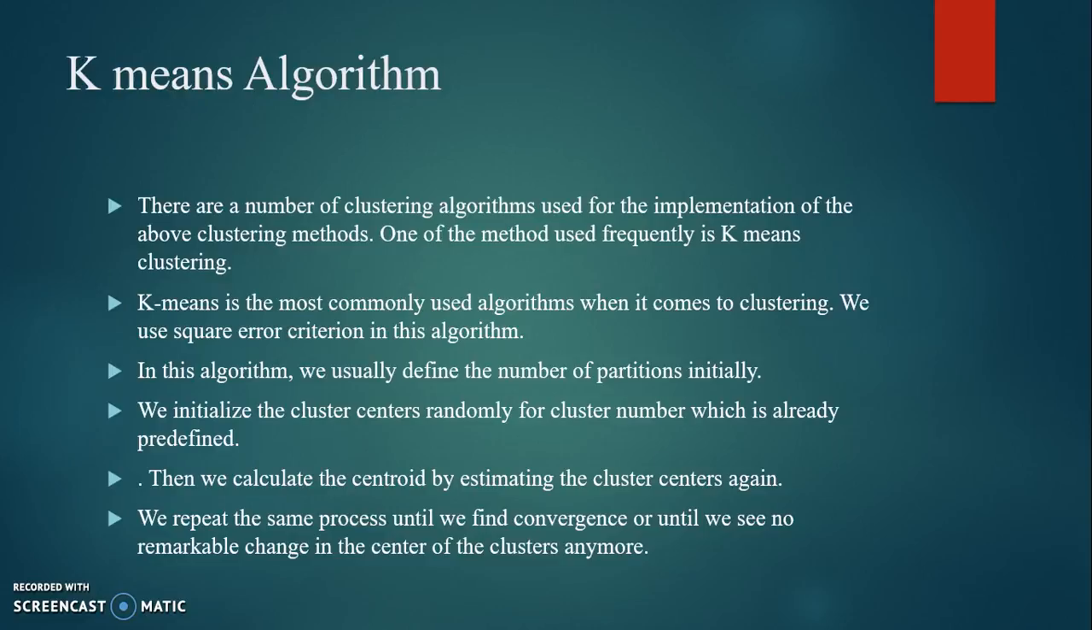So in this algorithm, we usually define the number of partitions initially. We initialize the cluster centers randomly for the cluster number, which is already predefined. Then we calculate the centroid by estimating the cluster centers again. We repeat the same process until we find convergence or until we see no remarkable change in the center of the clusters anymore.